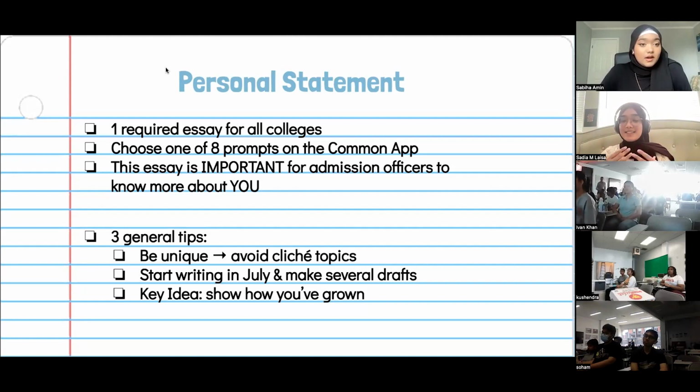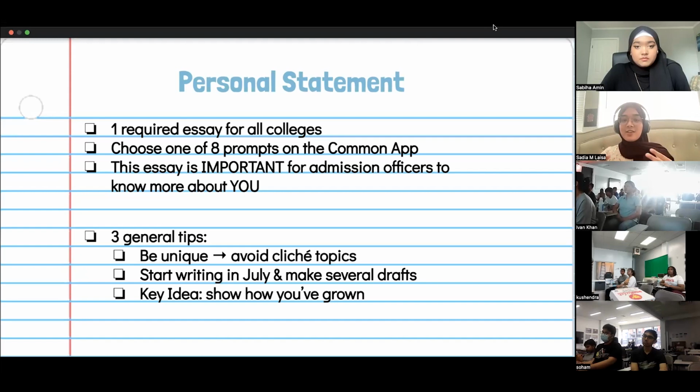So simple language is actually better. Don't use very convoluted words. Don't use a thesaurus to replace your simpler ideas, because you want to channel the authentic you. And one of the most important things to do in your personal statement is to show some kind of growth or impact. Pick a story arc.